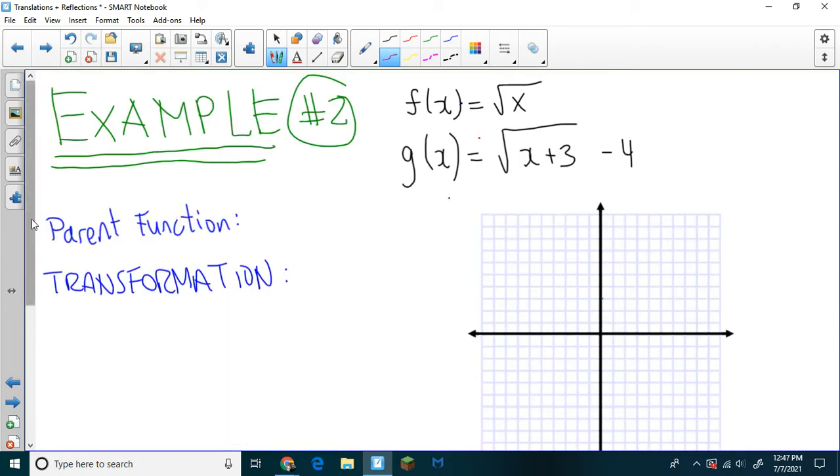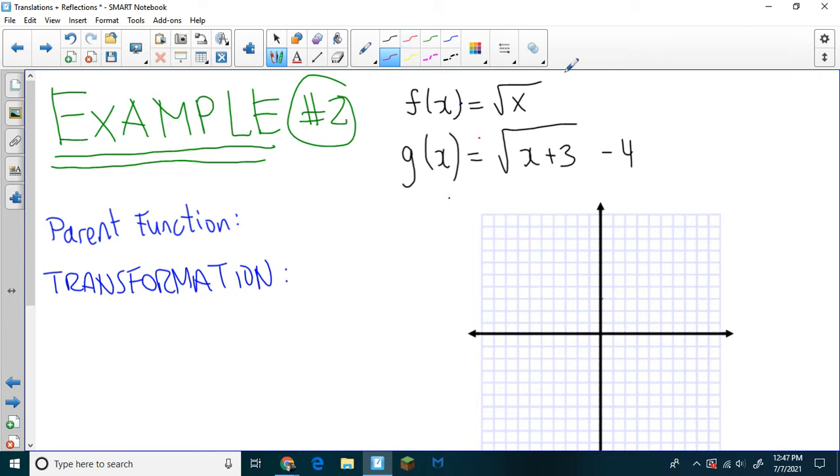Now what we're going to do is we're going to do the same thing, but we're going to do it to a root function. Okay? So now we're essentially doing the same thing, just we're not using a quadratic. Let's just say that.